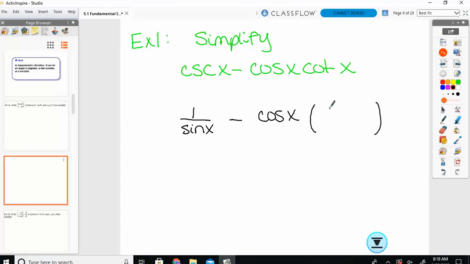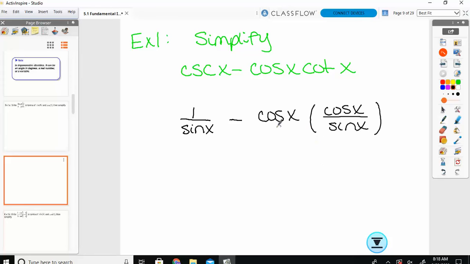What is cotangent? 1 over tangent, or cosine x over sine x. So they're both options. Let's go to sines and cosines, since I'm changing everything else to sines and cosines. So cotangent is cosine over sine.